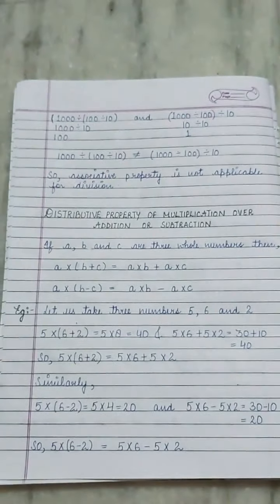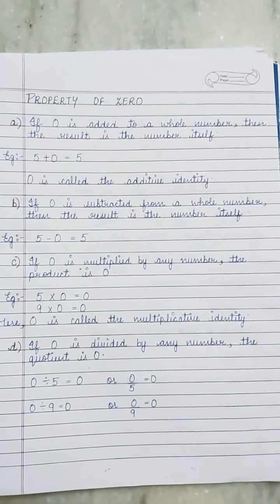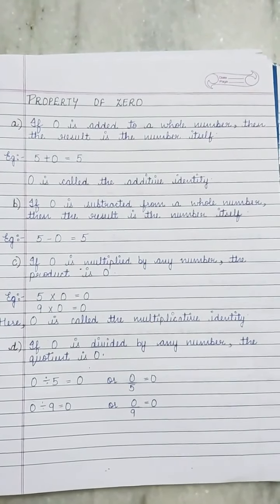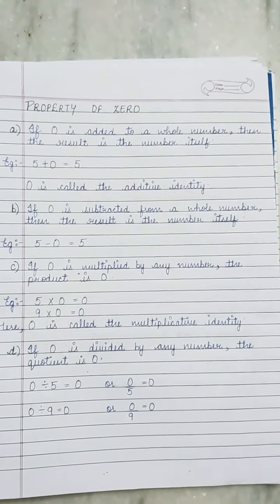Okay. Now the property of 0. If 0 is added to a whole number, then the result is the number itself. अगर हम 0 को किसी भी whole number में add करेंगे तो हमें result क्या मिलेगा?